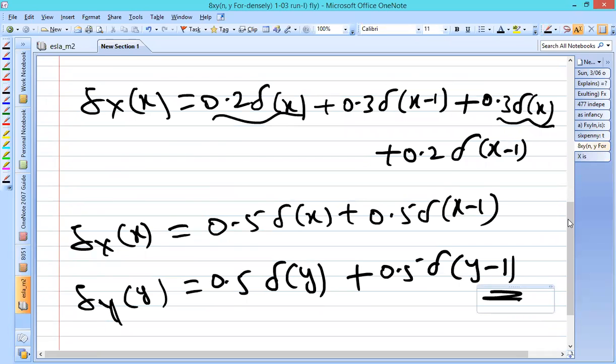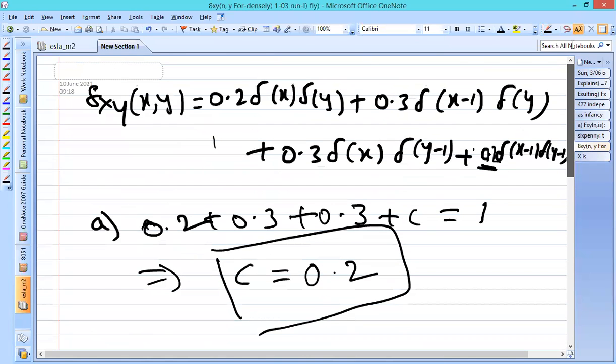for this PDF f_XY of x comma y, both x and y are lying between 0 to 1. So by observing the equation of the PDF given, you need to decide the values of the integral range for the random variables x and y. Since x is taking the value either 0 or 1, you can say that the integral range for both the variables x and y is 0 to 1. I'll just repeat it once again.